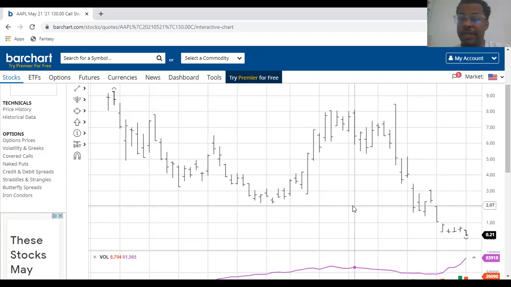So this might be a good time to get in because, okay, it's building a base. It's looking like it's not going to drop any longer because people are supporting it at this price. That means people are buying it at this price. So this might be an ideal time to get in.